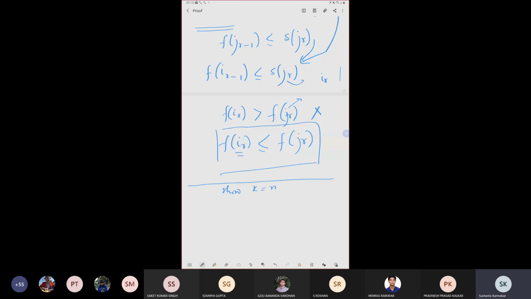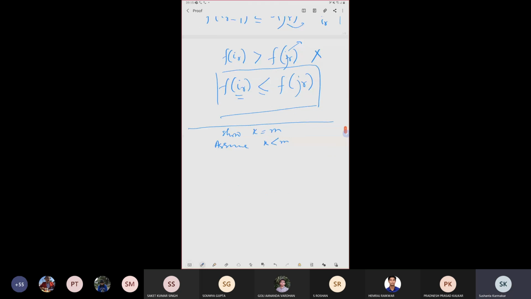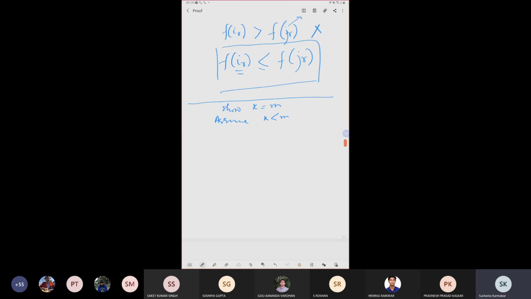Again, we assume that K is not equal to M. K is less than M. Okay, then what happens? If K is less than M, then we have already shown that up to K, f of IR is less or equal to f of JR, for R less than or equal to K.